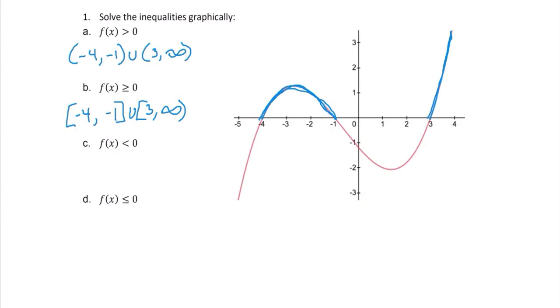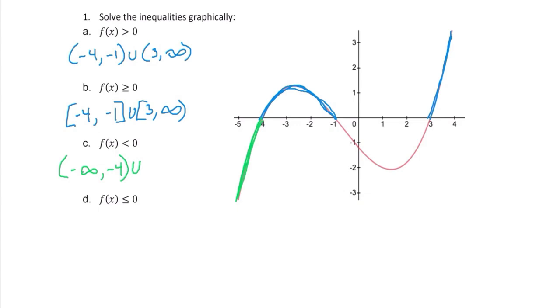In example C, we have f less than 0. In other words, where is the graph below the x-axis? That's on this first piece here. Again, your answer is in terms of domain or x values. So that is from -infinity up to -4, parenthesis. Again, parenthesis on the -4 because we're looking at a strict less than.